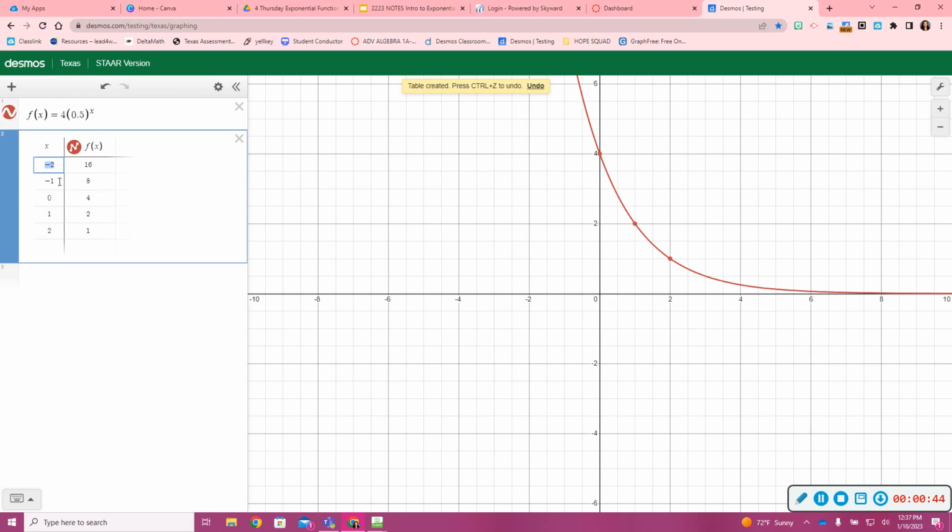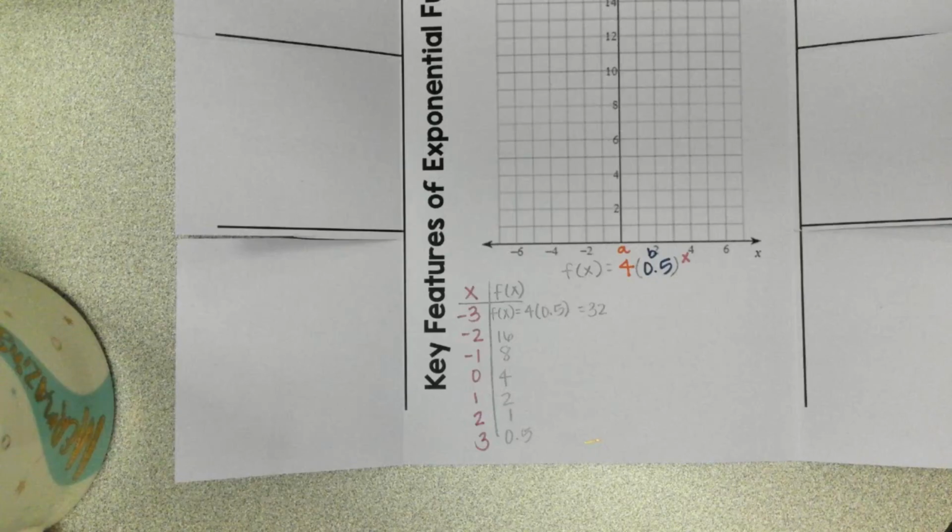And I wanted to do -3, -2, -1. I'm just retyping over it, and it created my table for me. Either way works. Okay, so we have my table ready, and on Desmos it created the graph for us, but we're going to go ahead and plot the graph that we have with the numbers that we got.